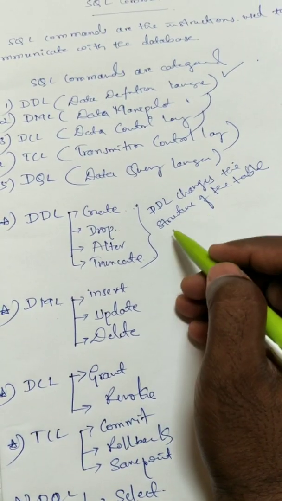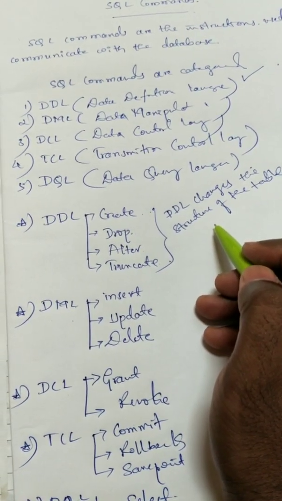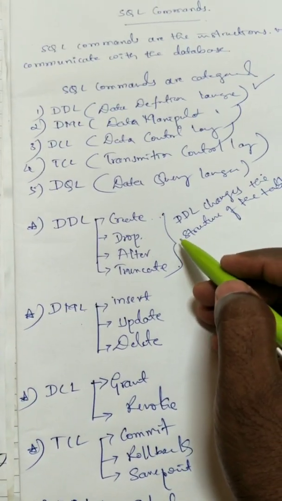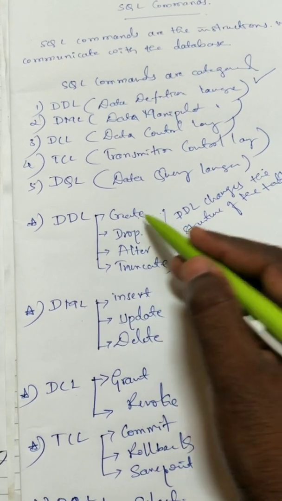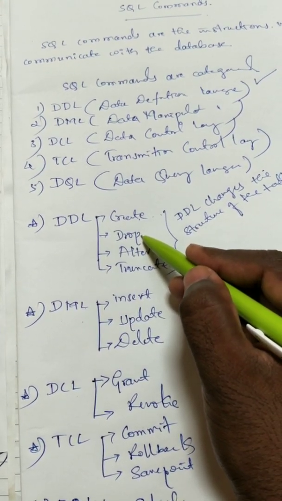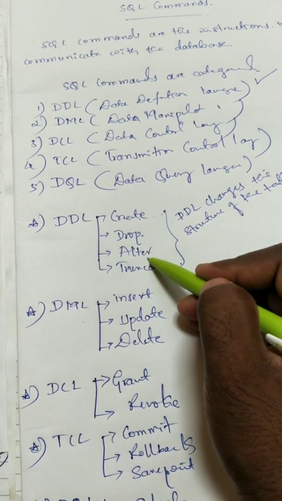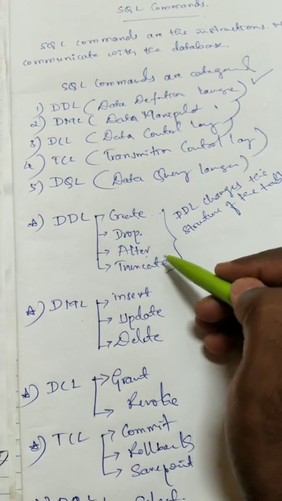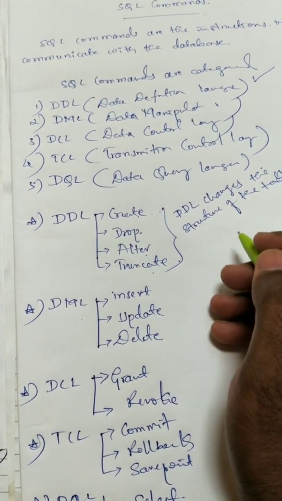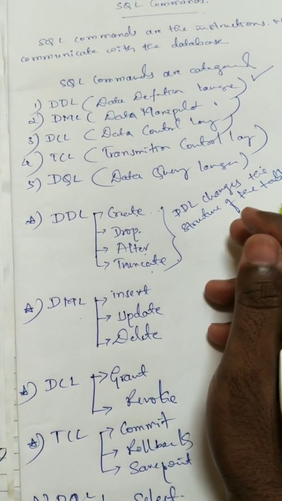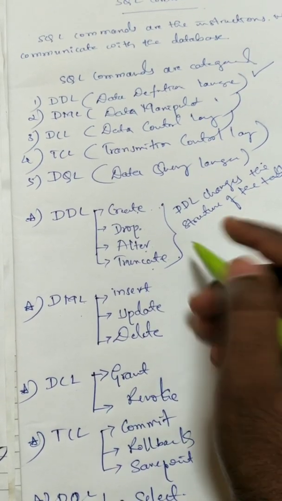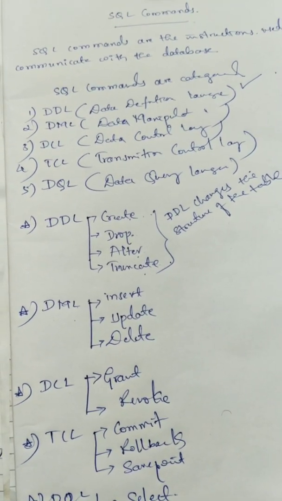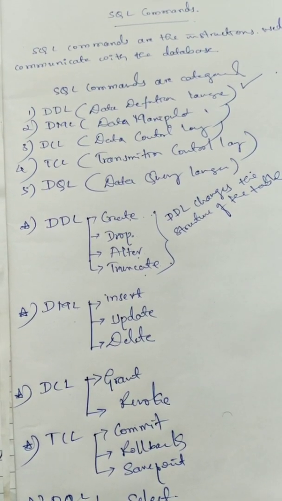So DDL changes the structure of the table, in the sense of creating the table or deleting the table. With the help of the create command, you can create the table. With the help of drop, you can delete the table. With the help of alter, you can update the table. With the truncate command, you can delete the values or rows from the table. So these are the commands we have in data definition language.